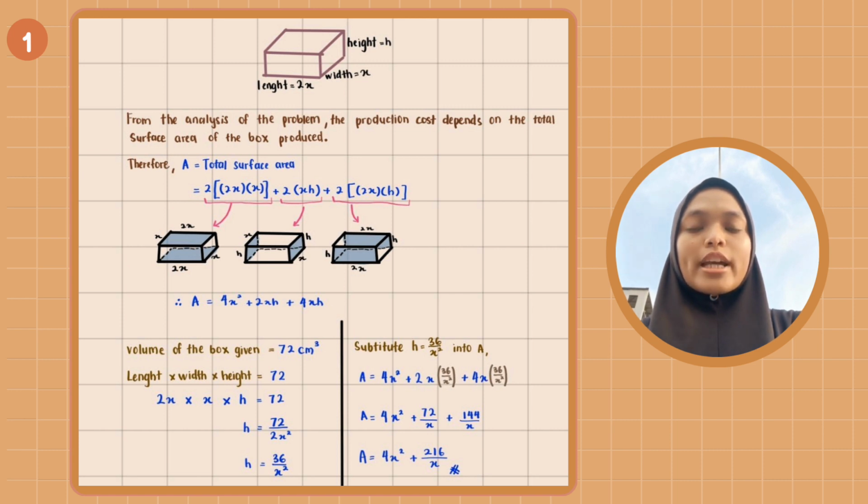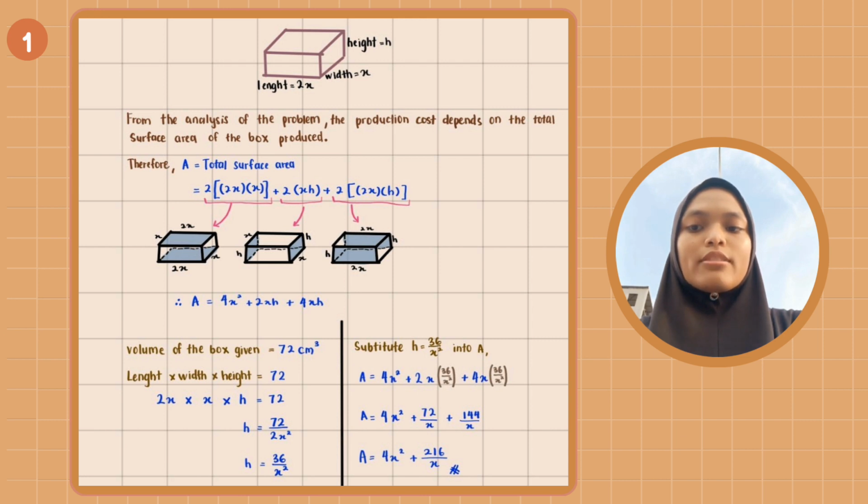First, we have to write down the formula of the volume. It will be length times width times height equal to 72. The equation will be 2x times x times h equal to 72. 2x times x equals 2x². We move it to the right side and it will be height equal to 72 over 2x². The answer will be h equal to 36 over x².